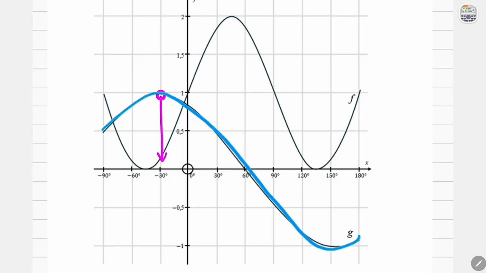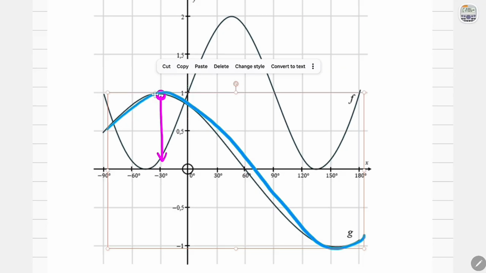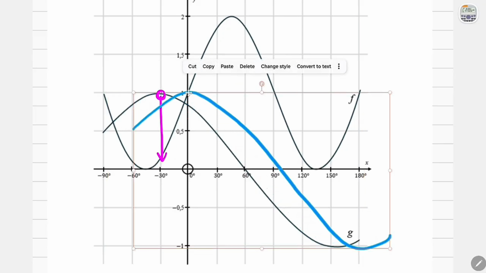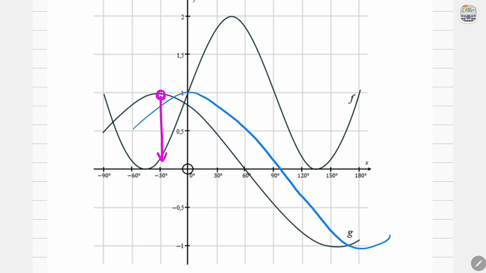So it means that this graph, look at how it was supposed to look. If we moved it so that the maximum of 1 is actually at 0 degrees, so like this, you see 0 degrees and 1, then it means that this is what the original graph would have looked like. As you can see, it's not completing a full cycle.